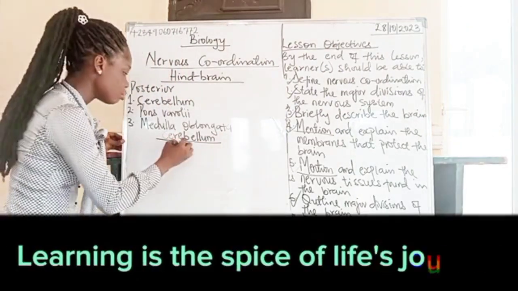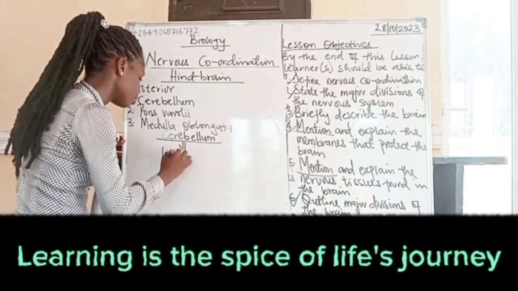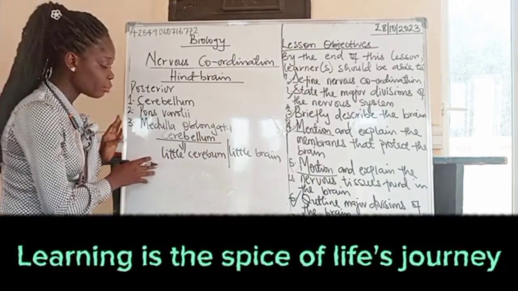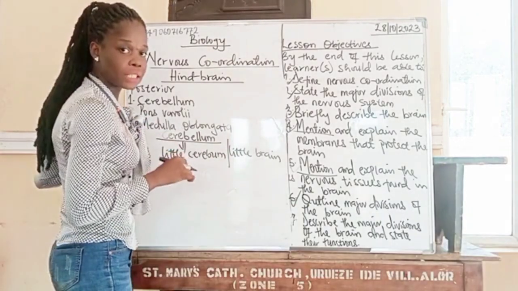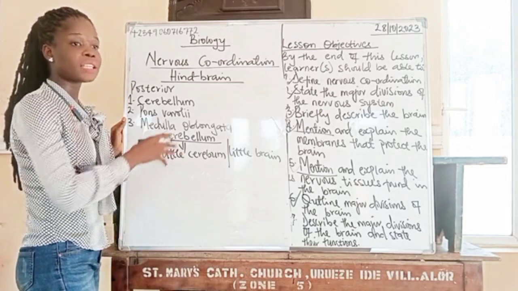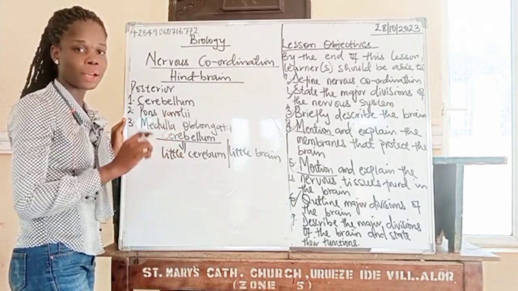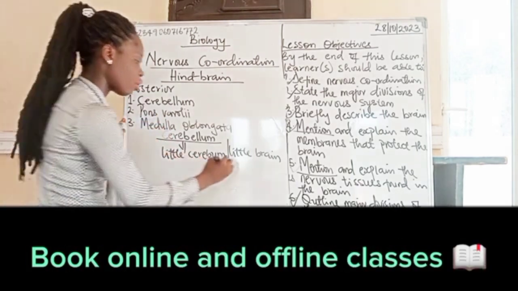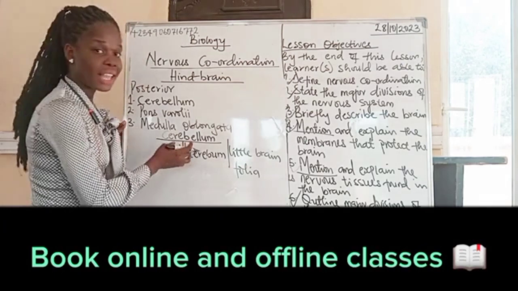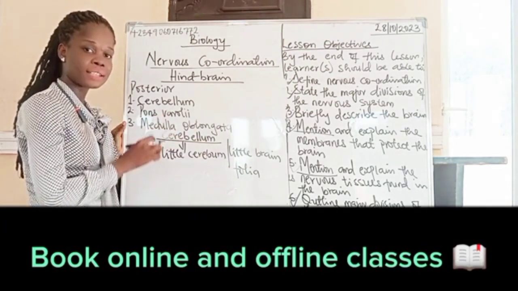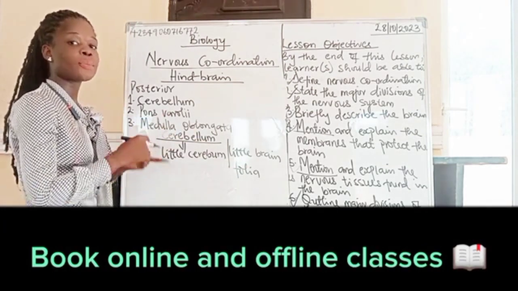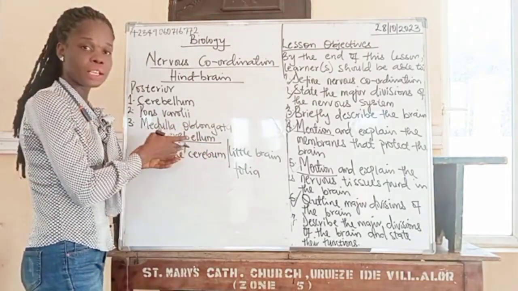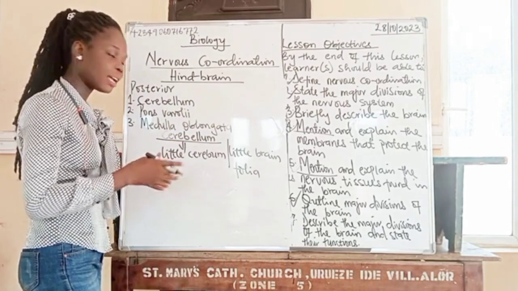The word cerebellum means little cerebrum. So the cerebellum can also be called little brain. The cerebellum is the thick and convoluted part of the hindbrain. As a matter of fact, the cerebellum is the only convoluted part of the hindbrain. The convolutions of the cerebellum are called folia. Just like the cerebrum, the cerebellum also has hemispheres. But the hemispheres of the cerebrum are called cerebral hemispheres, whereas the hemispheres of the cerebellum are called cerebellar hemispheres.